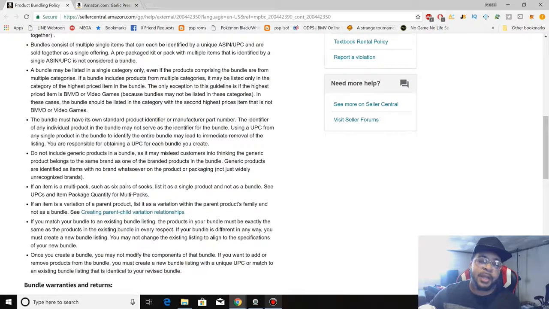Now it's also going over saying a bundle may be listed in a single category only, meaning, going back to the baseball glove, let's just say you listed baseball gloves in the gloves category for whatever reason. You wouldn't also be able to list it in the sports category. It's only going to be in one category. So don't think that you're going to get the best of both worlds, that because I have two products from two different categories, but they're complementary, I'm going to have them in two different categories. It won't work. They won't do that.